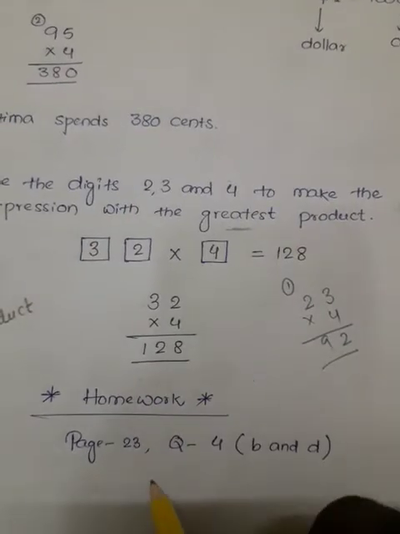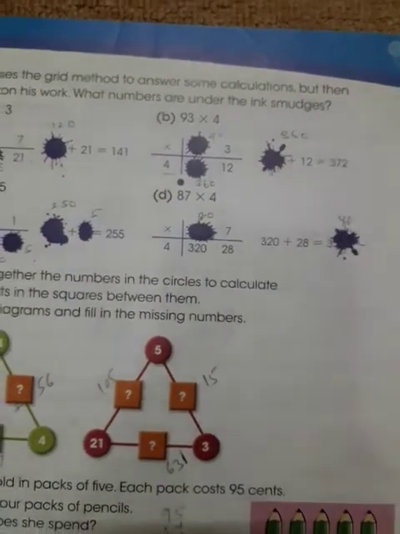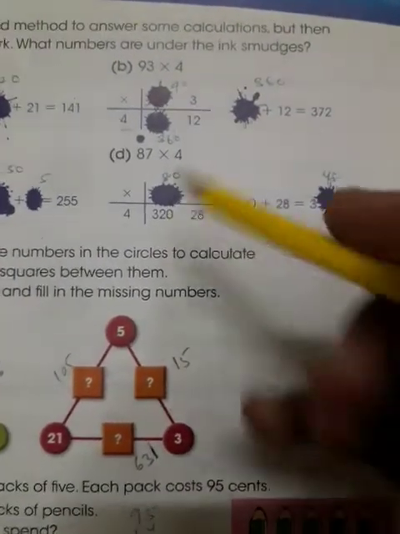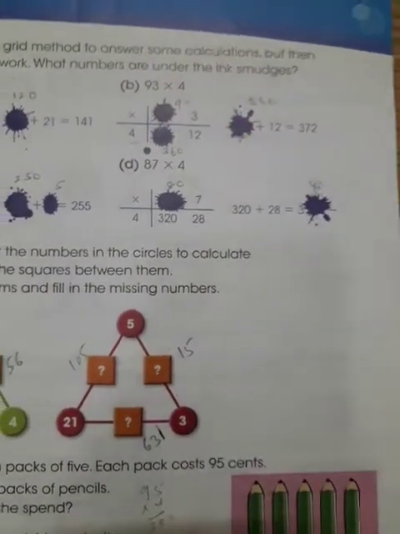So your homework is page number 23, question number 4, B and D. B and D, grid method. You know that like here 93 means what? 90 and 3. Okay, do it this way.